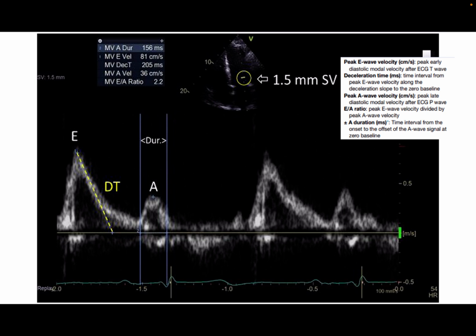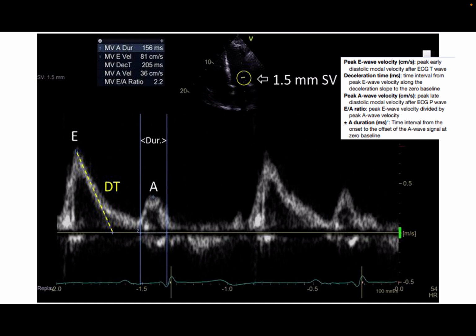Transmitral inflow, E and A wave. The mitral inflow Doppler is our oldest and most familiar diastolic tool. Pulse wave Doppler at the mitral valve tips gives us the E wave, early filling, and the A wave, atrial contraction. What to measure: E velocity, peak early filling velocity; A velocity, the peak atrial contraction velocity; E to A ratio, the single most recognizable diastolic parameter; E deceleration time from E peak to baseline.